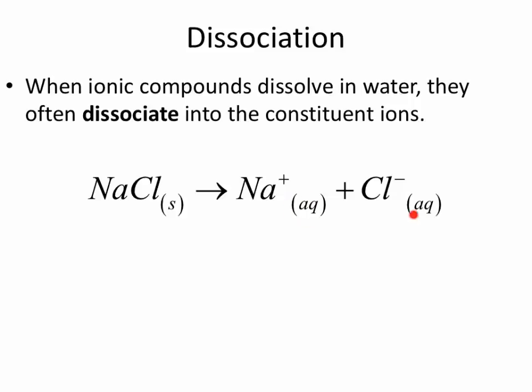The AQ here indicates that it's aqueous, that means dissolved in water. And so we have a sodium ion and a chloride ion. That is, our sodium ion in the solid here is paired with a chloride ion, whereas in the aqueous solution, we have our sodium ion and our chloride ion, and they're able to move around independently of one another. They don't have to stick right next to each other.